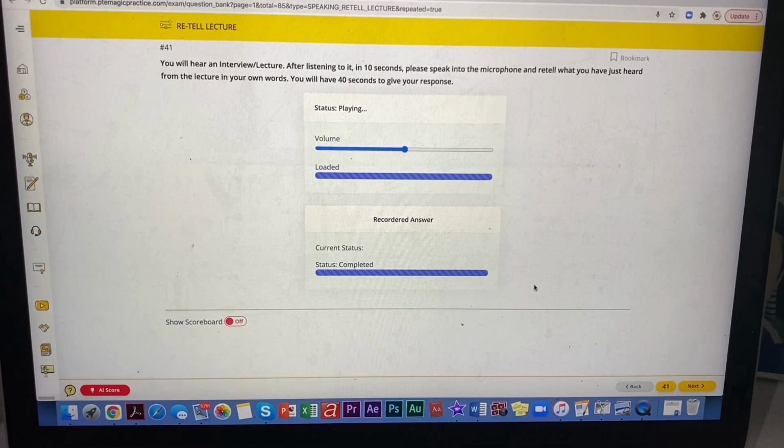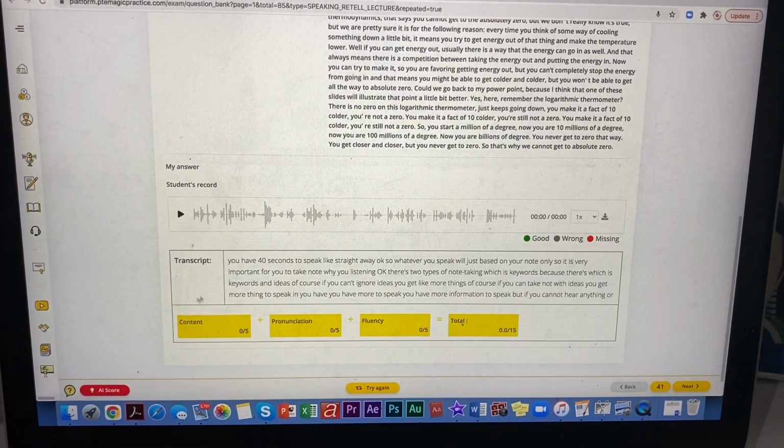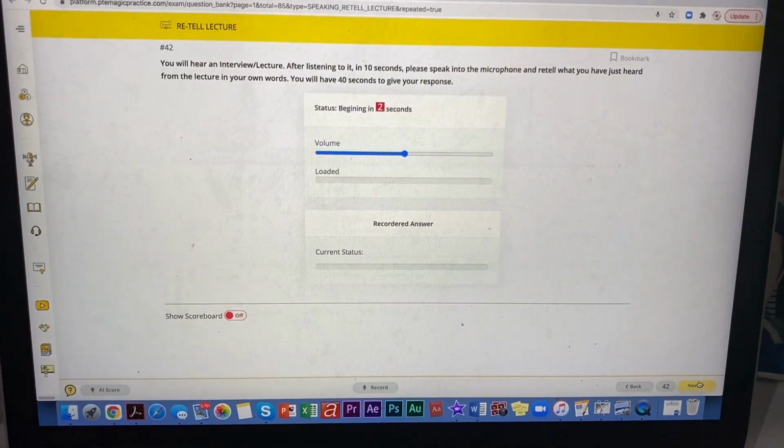Yes, there will be a template to help you with your fluency, just in case you cannot hear as many ideas as you can. So the template in this case will help you to ensure that you have something to speak for 40 seconds. But it also scores you on content, pronunciation, and fluency, as all of the speaking tests score you. All right? So it's very important to take note.